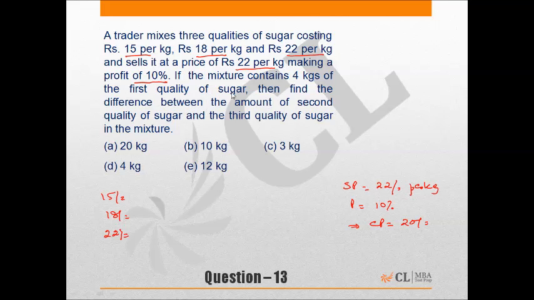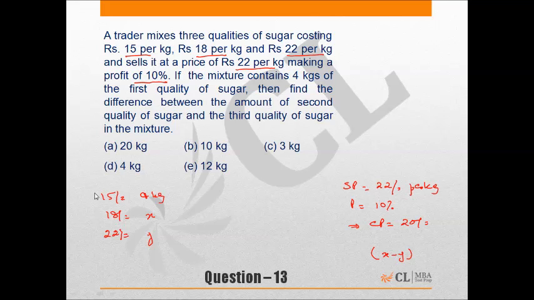If the mixture contains 4 kg of the first one, so this is 4 kg, then find the difference between the amount of second and the third quality of sugar in the mixture. So if this is x kg and this is y kg, we want to find x minus y. So great, let's apply deviation method in this question again.